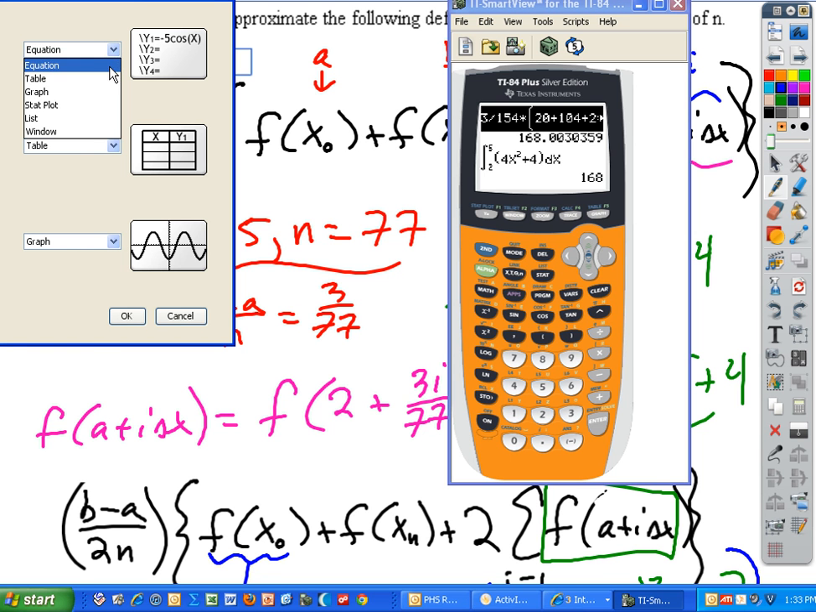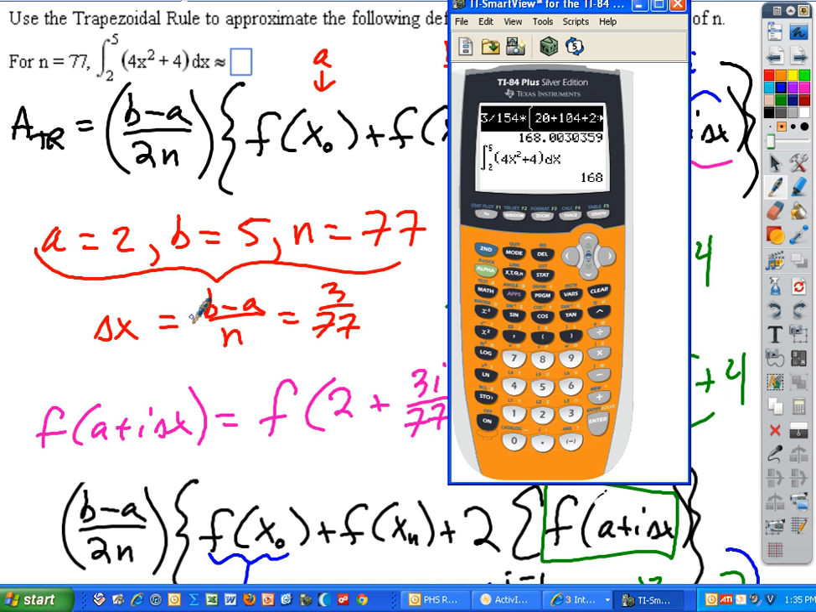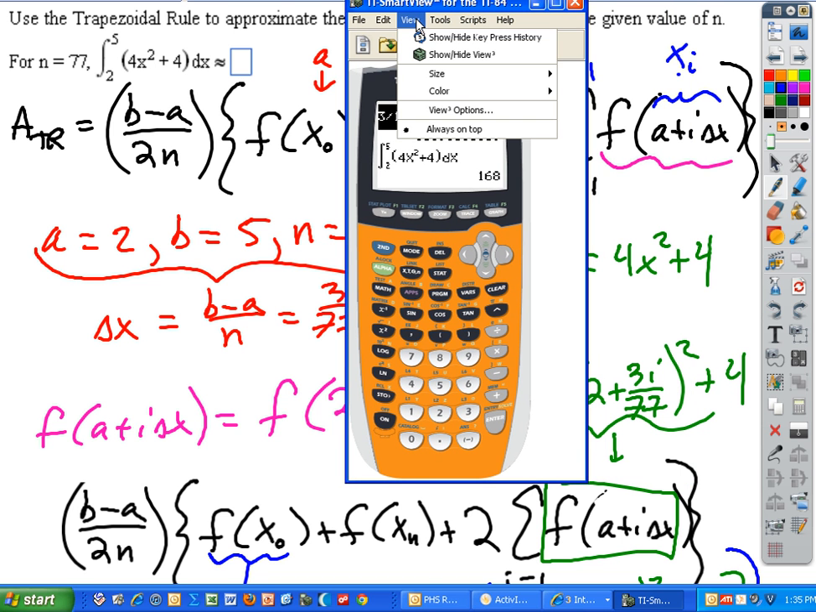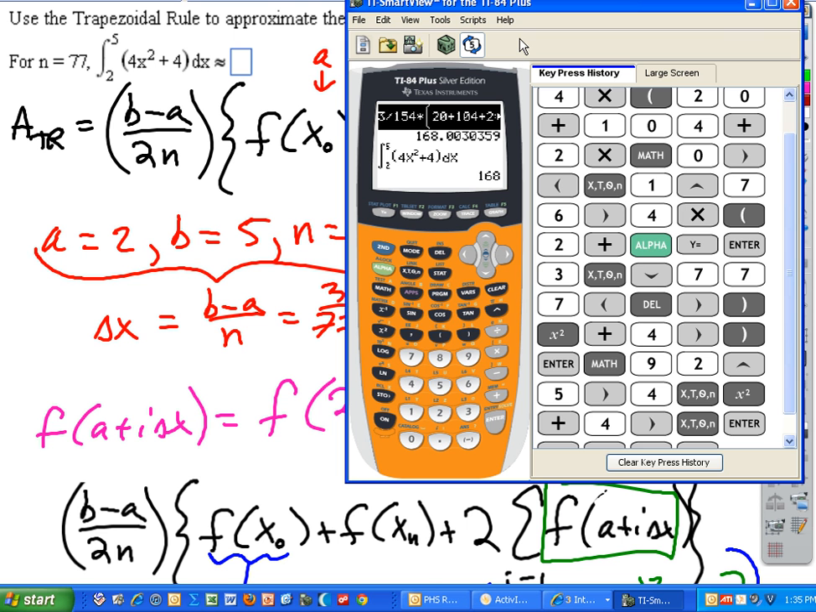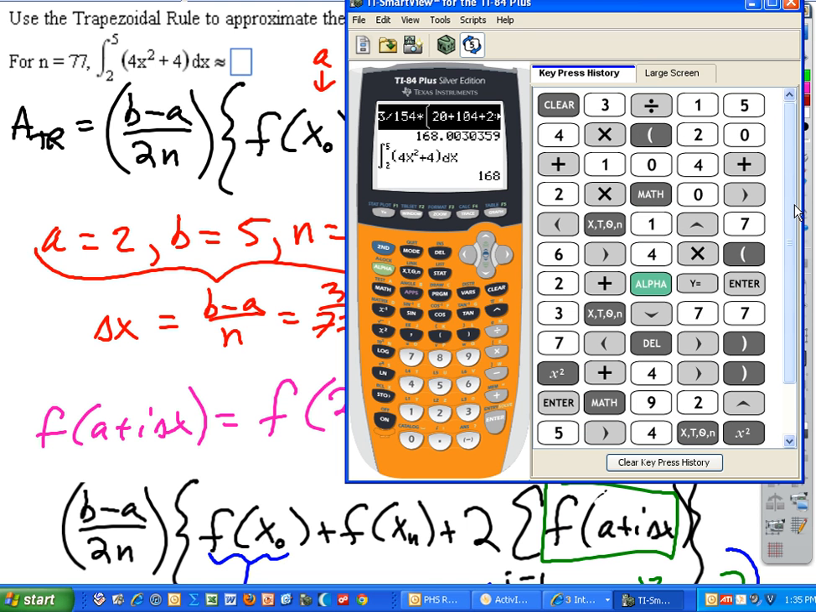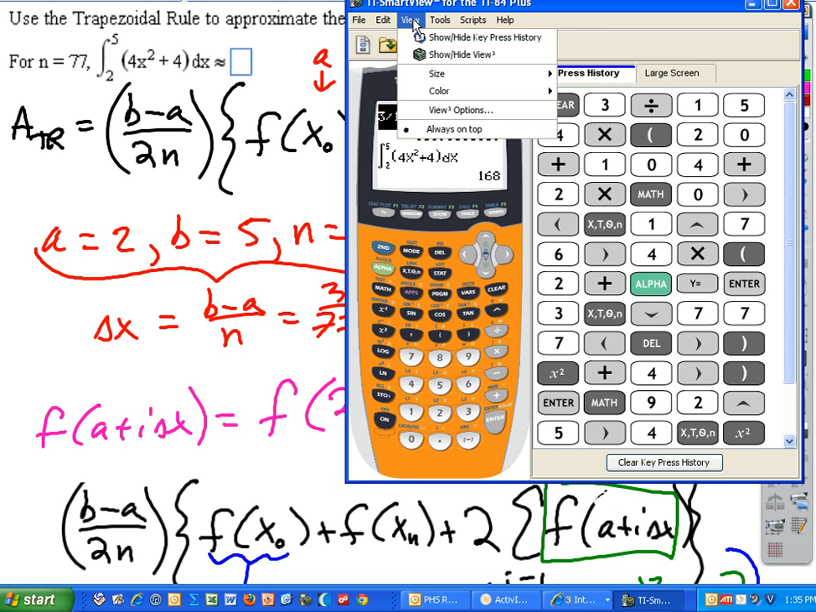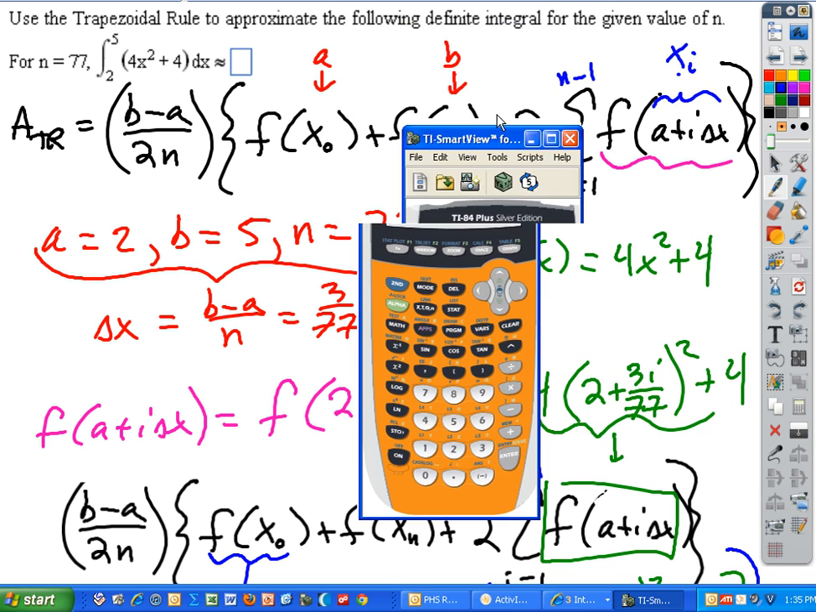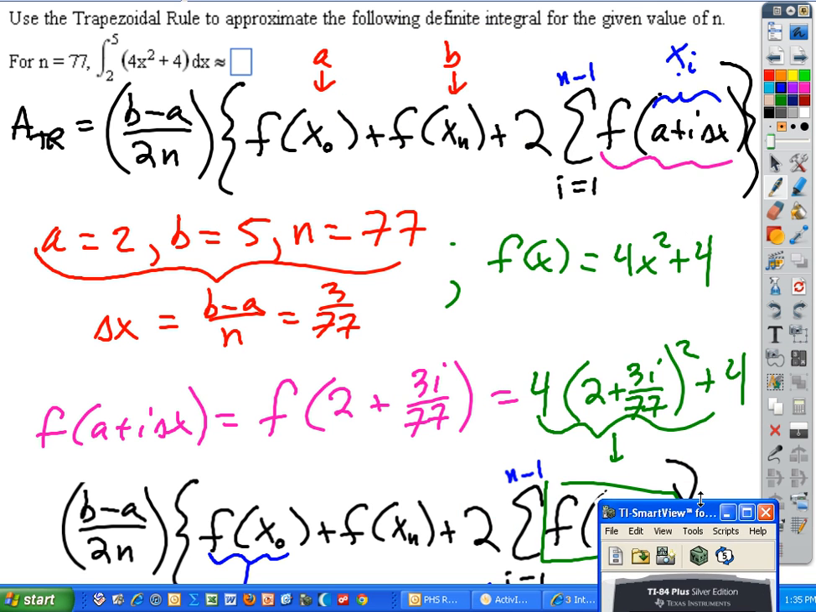So here it is. How about if I just write out the keystrokes? Sure. Don't know why. There's so many things. There's the key history. Okay, so was I on the next page up? Yeah. Okay, so how do we do this on the calculator?